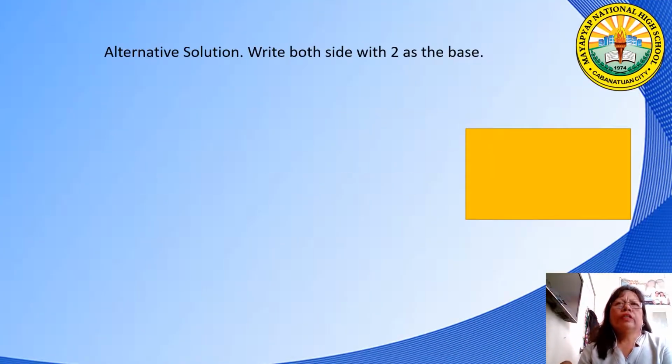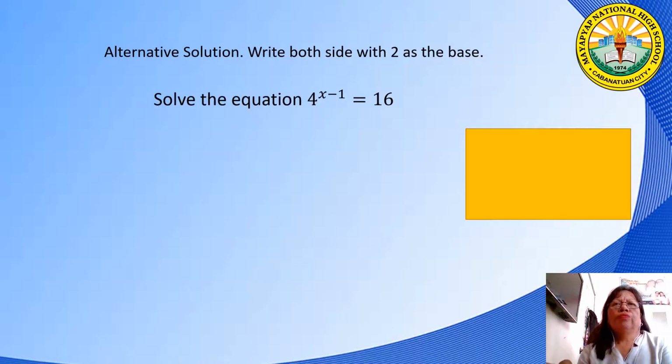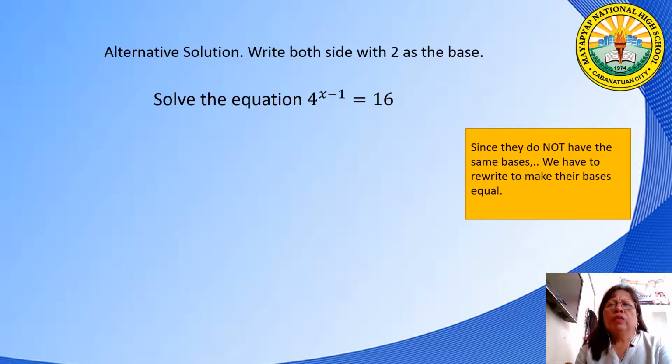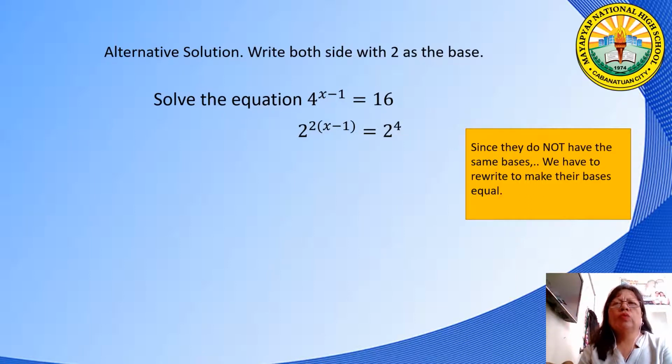Okay, there is an alternative solution to the same exponential equation. For 4 raised to x minus 1 equals 16, you write both sides with 2 as the base to make their bases equal. So we have 2 to the second power raised to the quantity x minus 1 equals 2 to the fourth power, as 16 is 2 to the fourth power. So we can equate their exponents since the bases are the same, applying the one-to-one property of exponential functions.